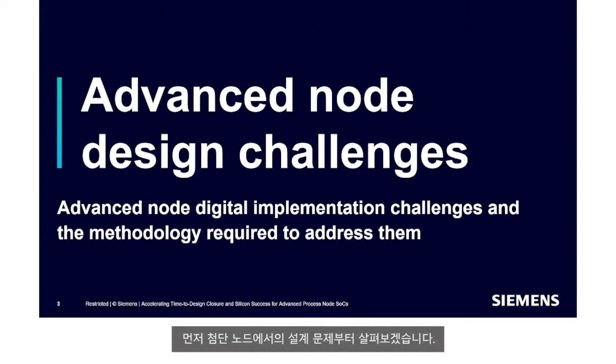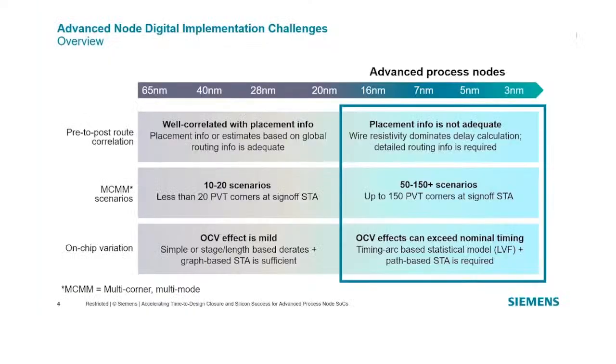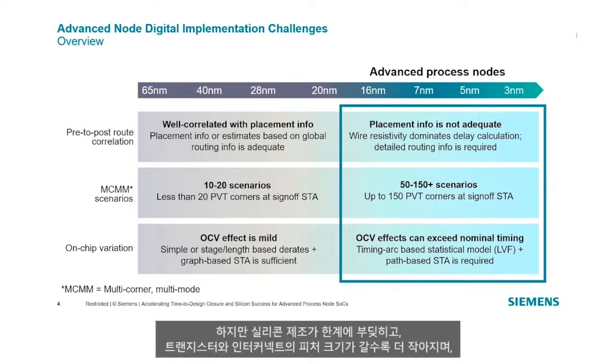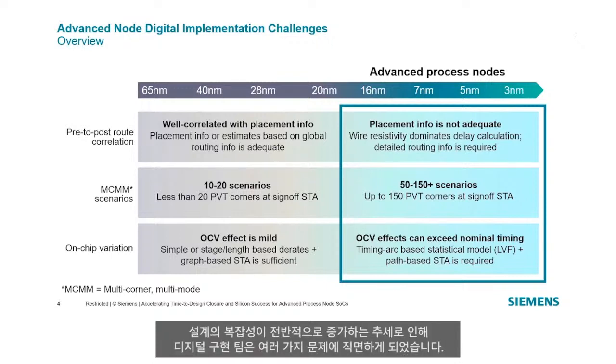Let's start with advanced node design challenges. Digital implementation has evolved throughout the past couple of decades, from 65 nanometer process technology to the latest cutting-edge 5 nanometer and smaller nodes. Due to silicon manufacturing limits, smaller transistor and interconnect feature sizes, and designs becoming more complex in general, several challenges have emerged for digital implementation teams.